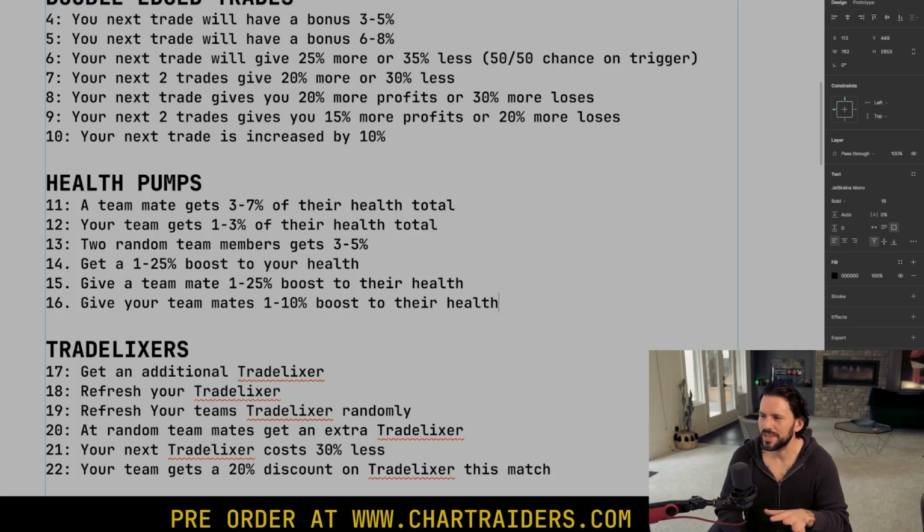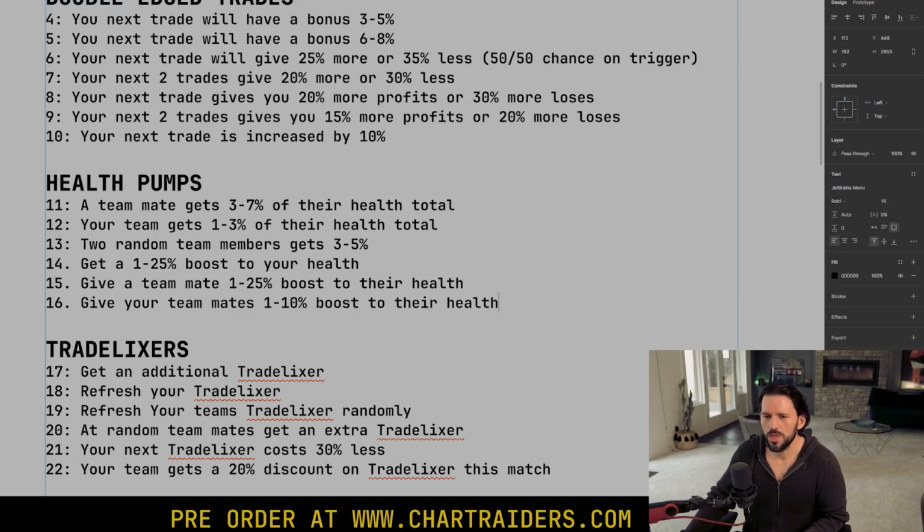Now, there's a few caveats to Tradelixers. You can only use a Tradelixer if a teammate has lost at least half of their account. So if they have lost at least 50%, it gives them that 50% back. So if they got to exactly 50%, they'd be boosted back to 100%. If they got down to 40%, they would be boosted back up to 90%. It's always 50% of the total sum for your Tradelixer.